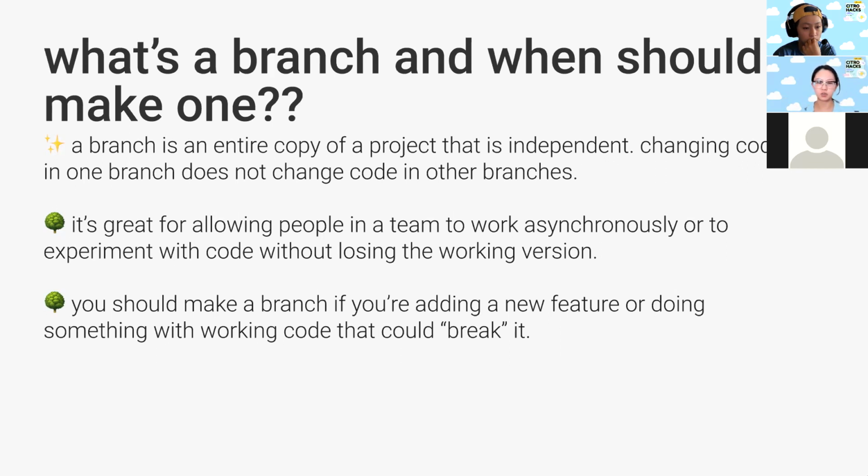So you can have something called a main branch, and you can have something called a feature branch or experimental branch. And the main branch is completely independent of a feature branch. You can think of each branch as representing an independent line of development. So if you add code to a feature branch, it will not do anything to the main branch. And this is great for teams working together asynchronously.